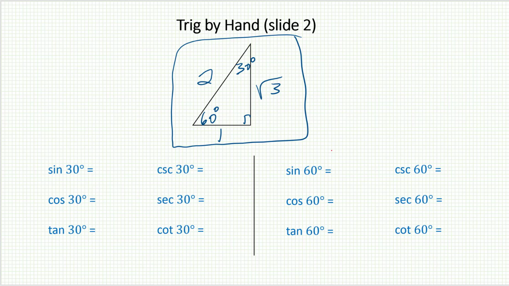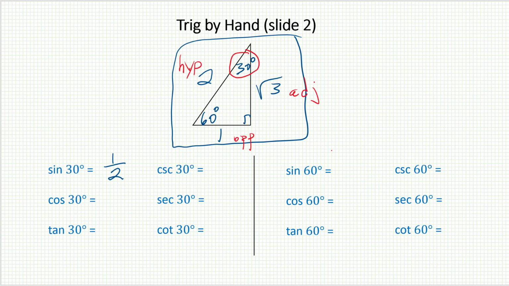Sine of 30 degrees. Let's see. Remember, if I'm focusing on 30 degrees, that would make this the opposite side, this the adjacent side, and this, of course, the hypotenuse. So sine 30 degrees, opposite over hypotenuse, comes out to be 1/2.